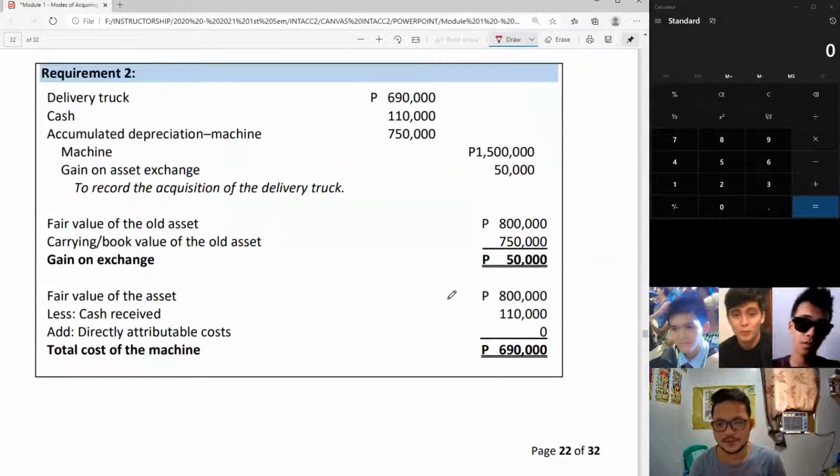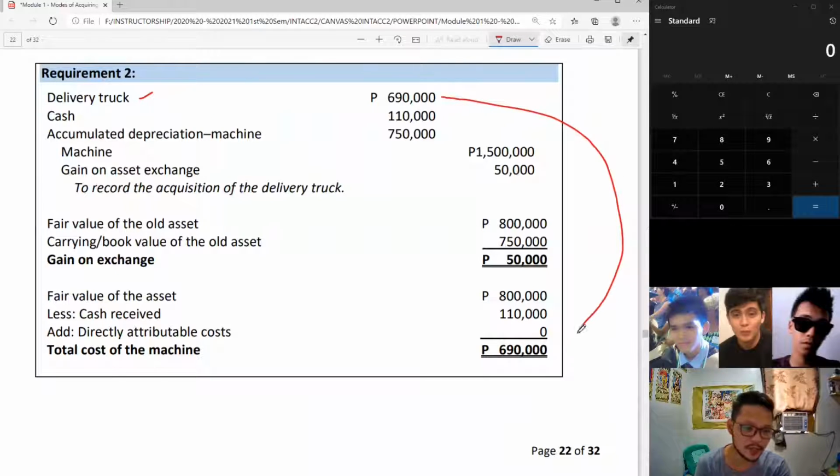Requirement number 2. To the party who received the cash payment. The debit to delivery truck, low speed, will have to debit it for 690,000. That should be computed as follows. So the 690,000 follows the fair value of the asset ni low speed, 800,000. Tapos, ibabawas mo dyan ang 110,000 na payment coming from high speed.